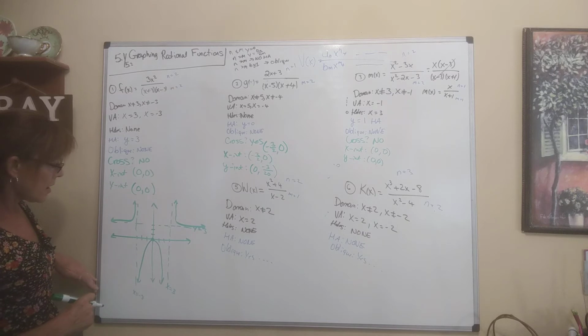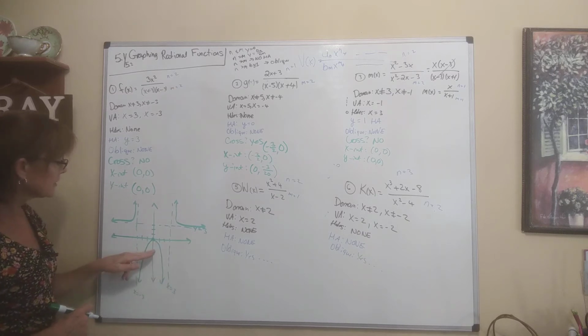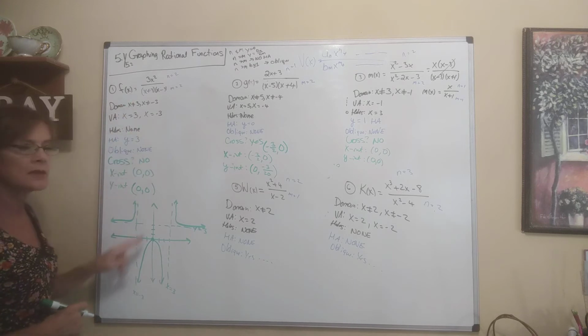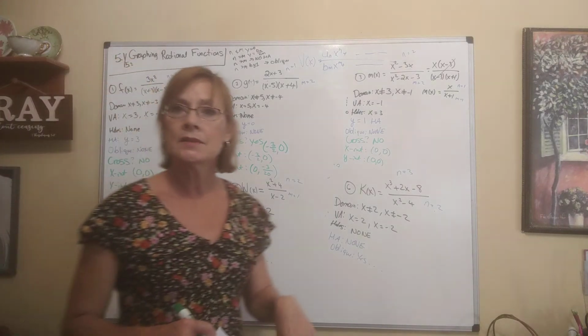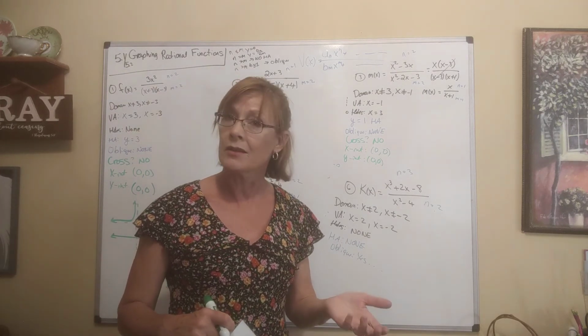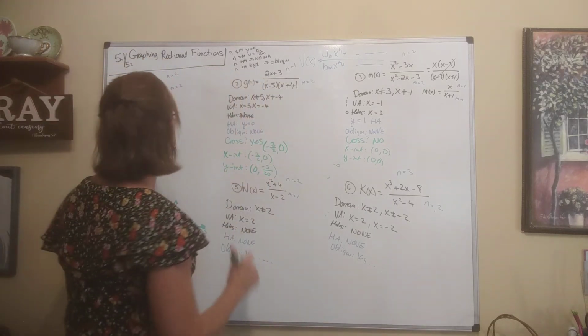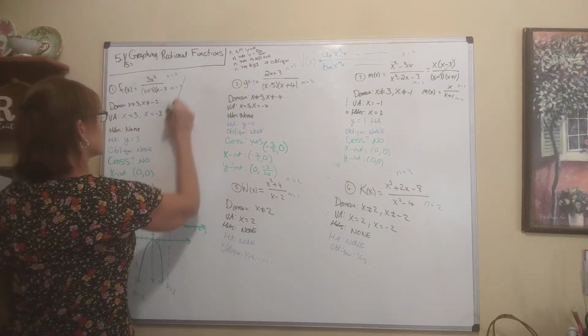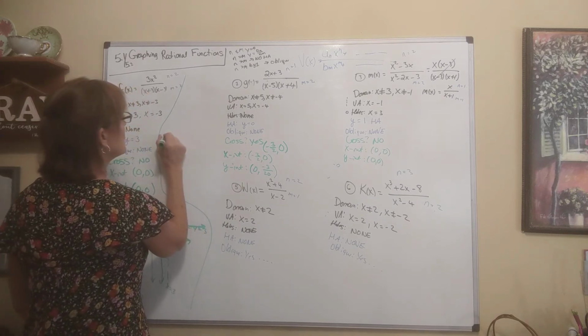Now, I will want to see all of these things labeled, this point that it passes through, and all of this information. So be prepared to list that in detail. I really can tell when people don't know what they're doing and they just copy a calculator screen. So don't do that. All right, number 2, let's graph this guy.